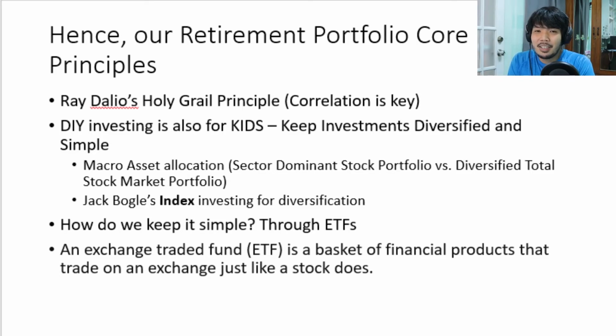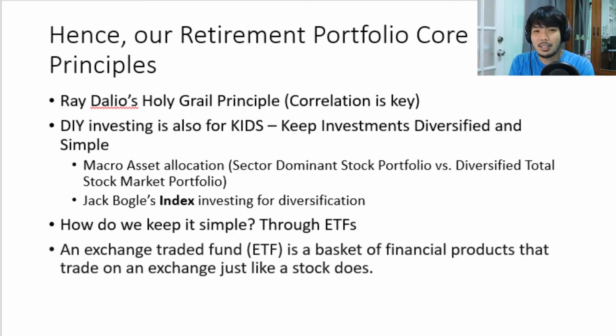And given na ganun yung style natin, ito yung retirement portfolio core principles natin. So you have Ray Dalio's Holy Grail principles. So yung naalala nyo yung table natin last time dun sa correlation, we want a lot of uncorrelated assets sa ating portfolio. But given na retail investors lang tayo, okay na yung 4 to 5. Mamaya pag-uusapan natin yan. We want to be a DIY person, no?